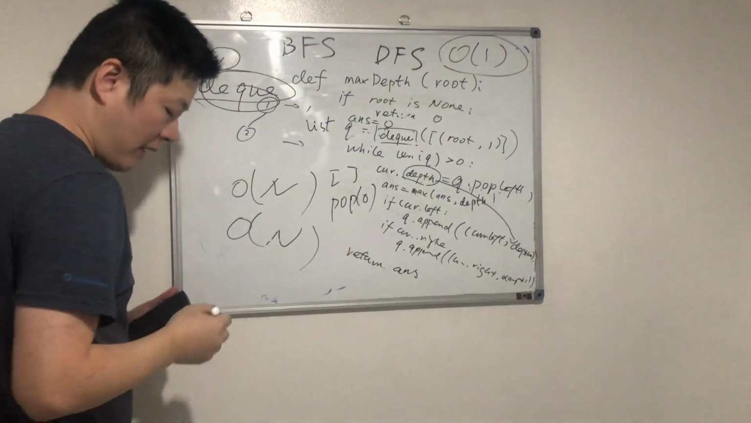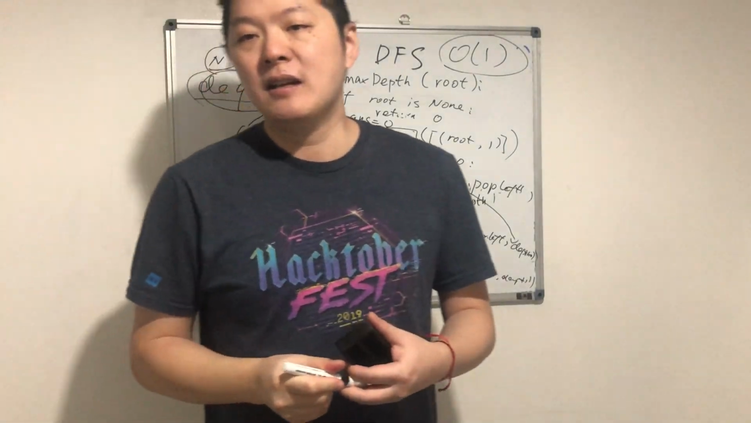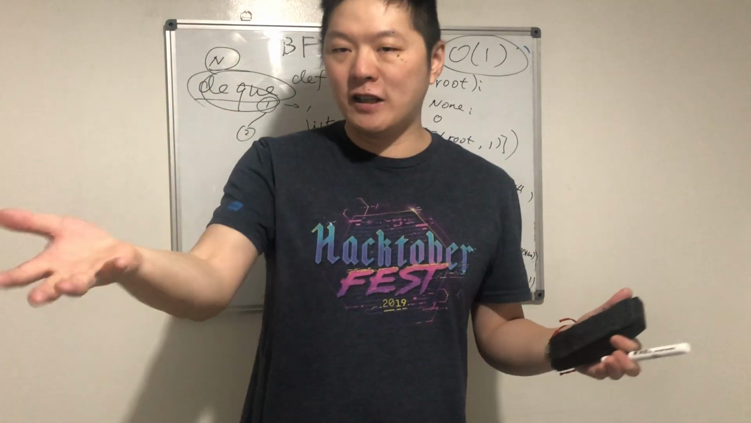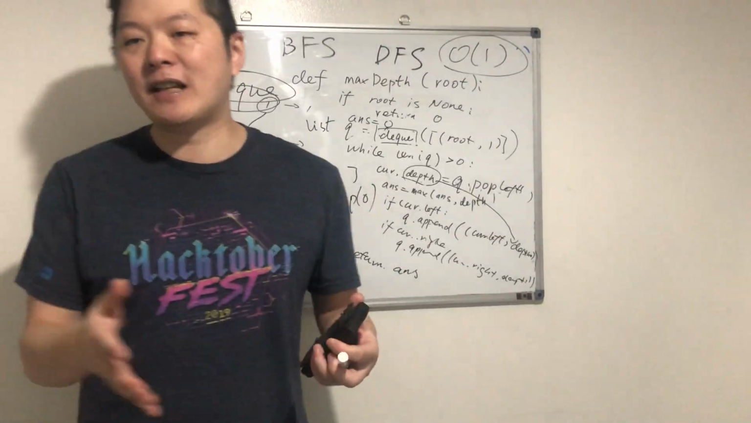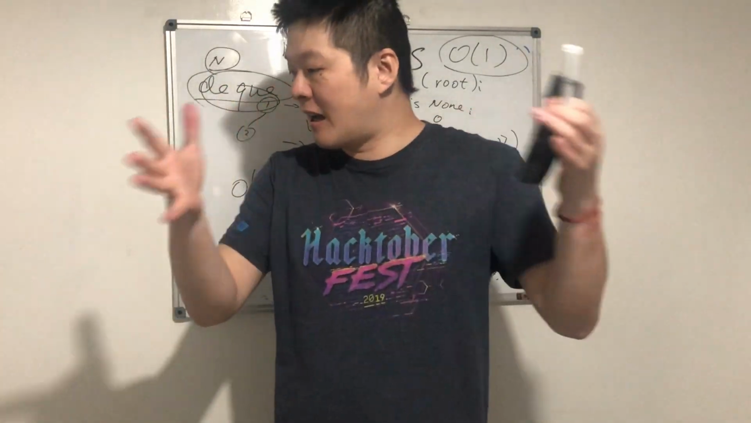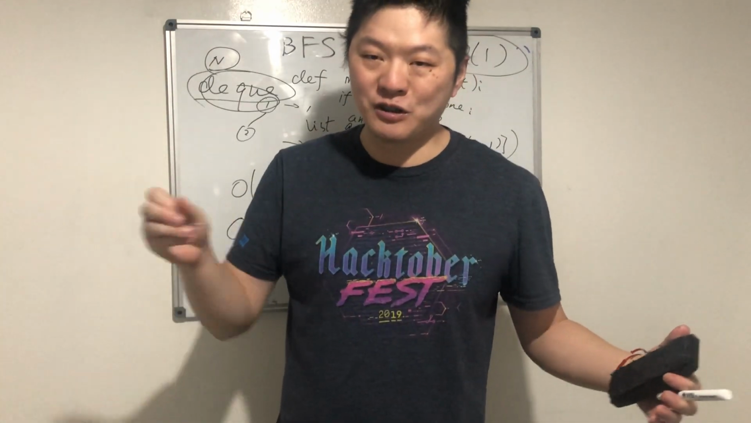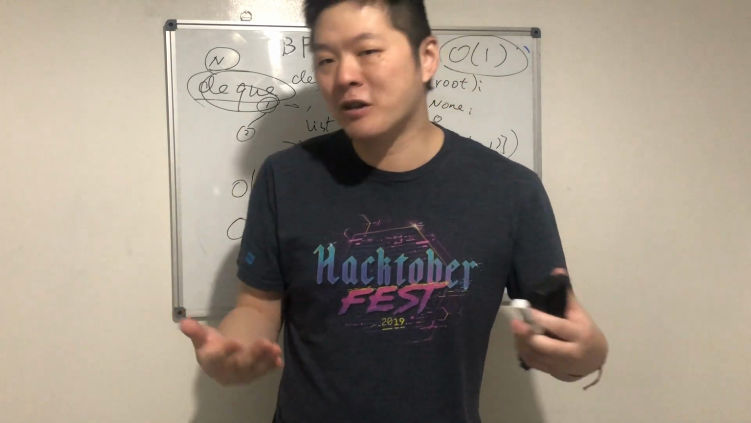O(1) constant means that it doesn't matter how many elements are in the queue or data structure, it's always very fast. If it's O(n), it means that if there are a million items in it, imagine it will take a long time to do this, which is what we don't want.